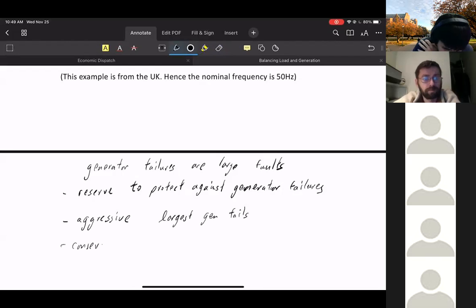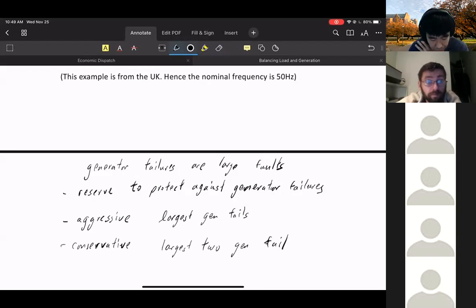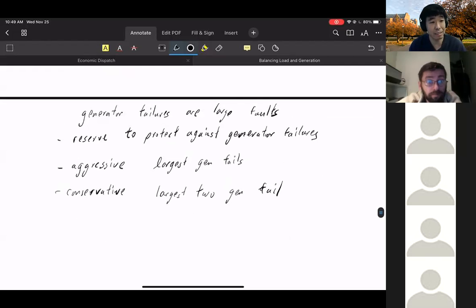If you go conservatively, you have the largest two generators fail. But the problem with being conservative is it costs a lot of money, right? Reserve basically means I have to get a generator that doesn't do anything, that is just on standby to kick in once a big generator fails. So normally people come to a good balance between these two requirements.